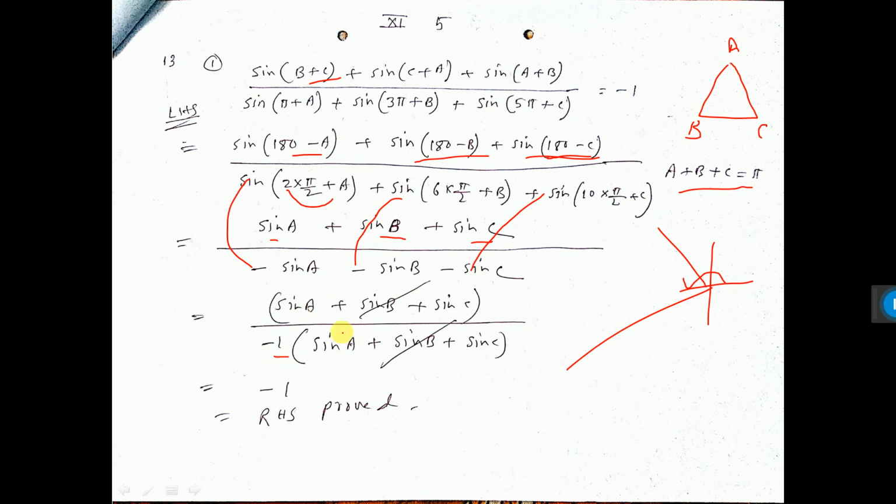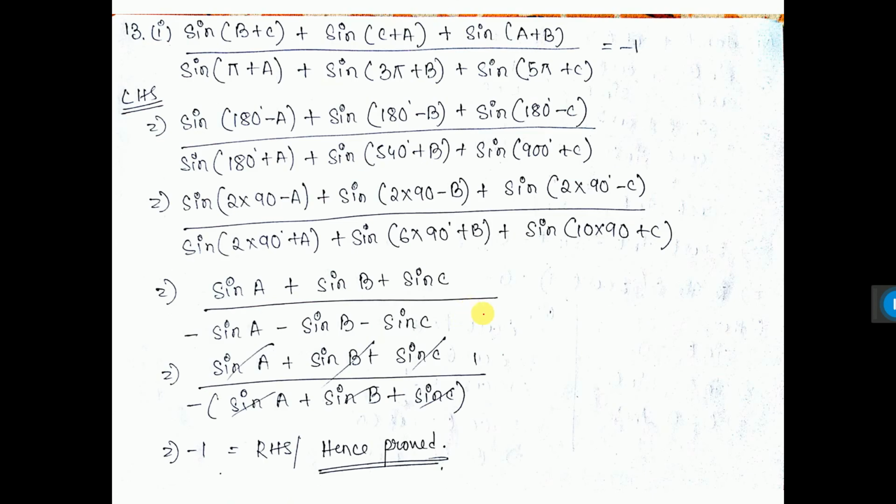Now in the denominator take minus common. Then this denominator and numerator will be cancelled. Same, so cancel. So minus 1, and that is what was required to prove. So it is done. The same sum is done here.